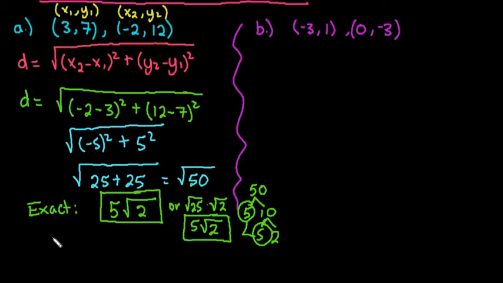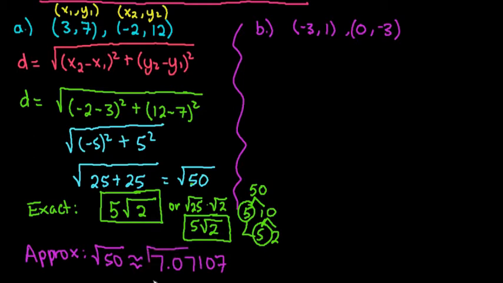If they ask for an approximate solution, then you would simply plug the square root of 50 into your calculator, and you would see that it is 7.0711. So because 50 is not a perfect square, we could get an approximate answer if that's what they're looking for. So make sure that you read your directions. If it says exact, then leave it with a radical. If it says approximate, then you would just plug it into your calculator.